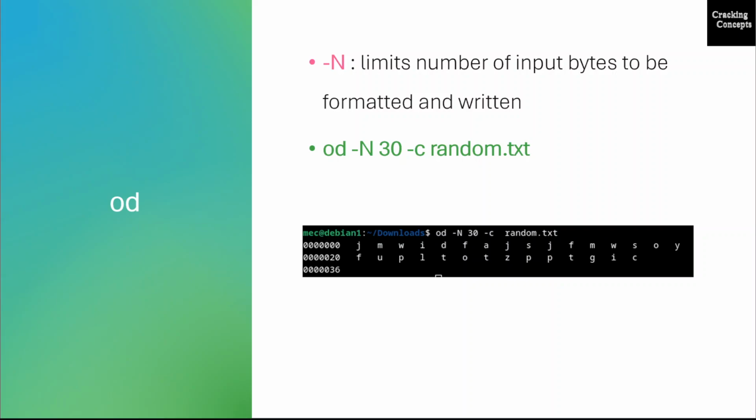In order to limit the bytes, we use the option -N. So the command is od -N30 -c random.txt. So it will print the first 30 bytes of it.